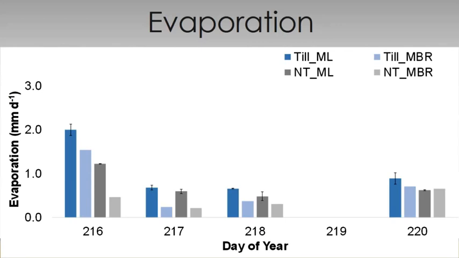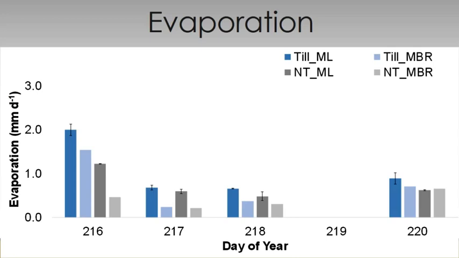And whatever mass is lost or gained is assumed to be due to evaporation of water or gain of water. Our microlysimeter measurements of evaporation are highlighted in the dark blue and dark gray. The blue is the till and the gray is the non-till soil evaporation. Our light blue and light gray represent our till and non-till micro-Bowen ratio estimates of evaporation for the period.